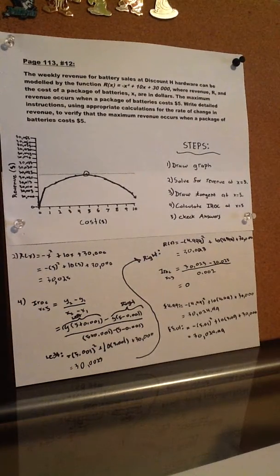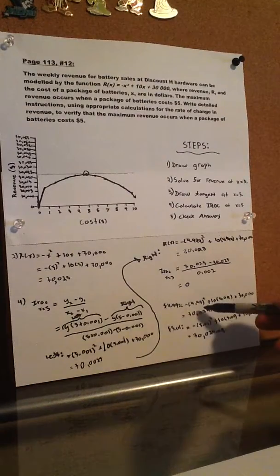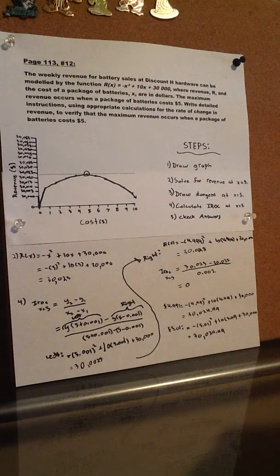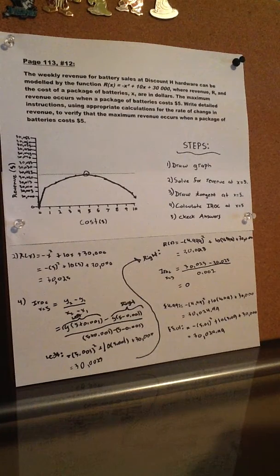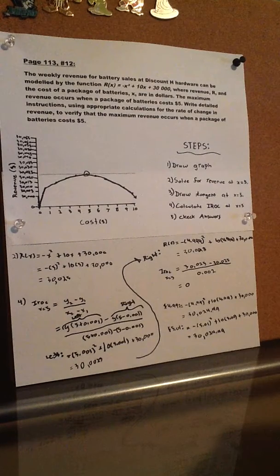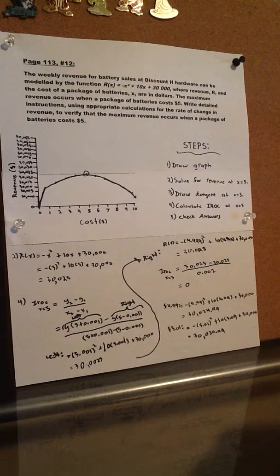So as you can see, neither the more expensive or the less expensive price produced a greater revenue. Due to the fact that the instantaneous rate of change at x equals 5 is 0, and neither a more expensive nor a less expensive product will generate a greater revenue, we can verify that the maximum revenue occurs when a package of batteries costs $5.